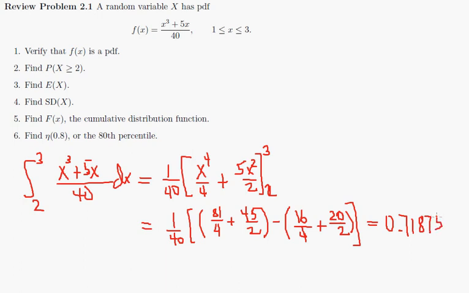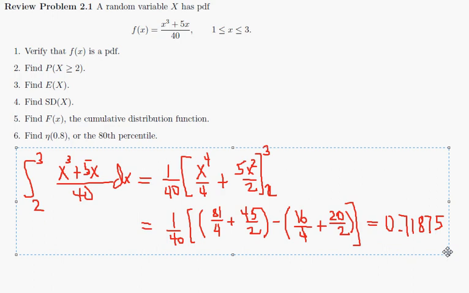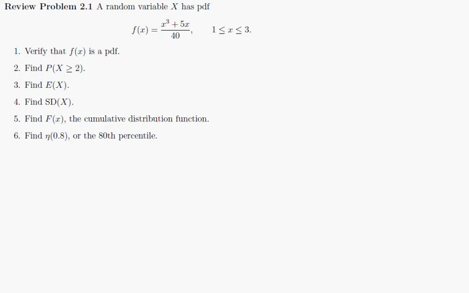Now clearly for a problem like this, we must get an answer that is between 0 and 1. It is a probability that we're looking for, and so the answer that comes out must be between 0 and 1. That's not going to be the case for the integrals that we're going to do in problems 3 and 4, as we'll see. Problem number 3 is to find the expected value of x.